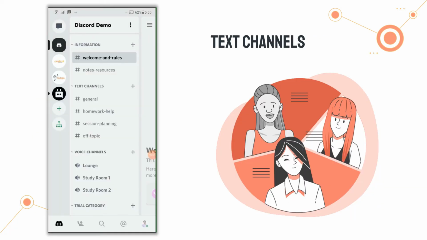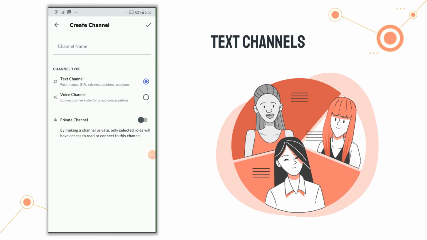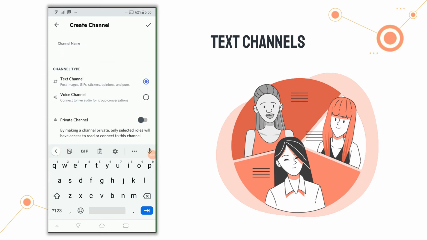I can now add a new channel within that category. If you would like to add channels in another category, just tap the plus icon next to the category's name. Rename the channel. Let's start with a text channel. In a text channel, they can communicate with other members by sending messages, files, photos, and among other things. Click the check icon above to save.